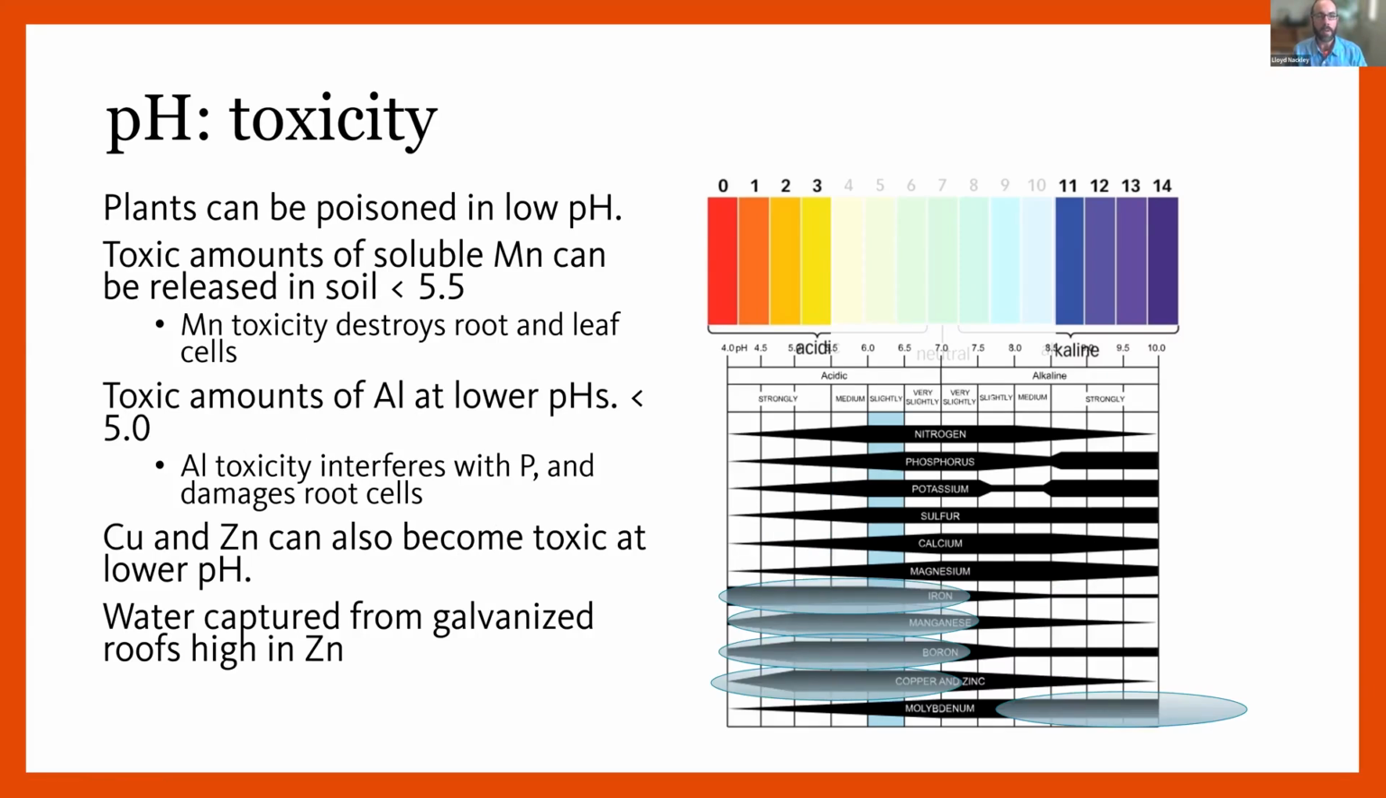The flip side would be toxicity. Toxicity is when there is too much abundance of the nutrient in the solution. So this becomes a concern when elements interact with each other. If there is too much, in my example, manganese, it can lead to root death and leaf death. Aluminum, if you are using aluminum in the system, it can become toxic because it'll interfere with phosphorus and damage root cells.